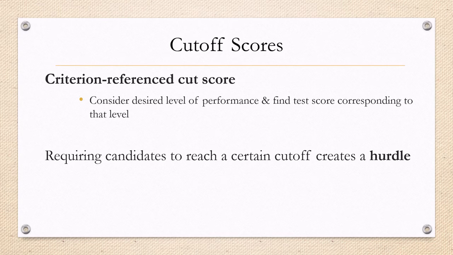So on the other hand, we could use cutoff scores. These are criterion referenced cutoffs. So we look at the desired level of performance that we want in our employees, and we find the test score that corresponds to that level. And we use that as the cutoff. Candidates are required to reach a certain cutoff, and this creates a hurdle. They must get past that point in the selection process to move on.